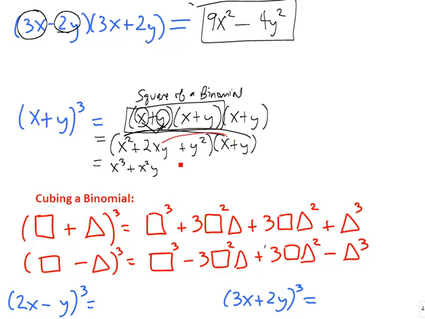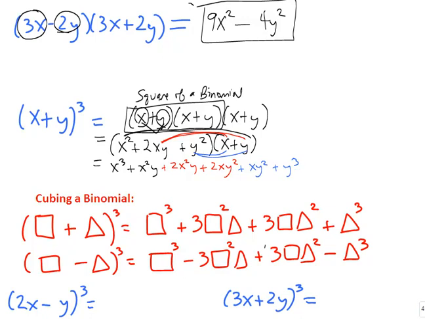2xy times x is a 2x squared y, because we have 2 x's showing up. And 2xy times y is a 2, an x, and a y squared. And y squared times x, putting in alphabetical order, would be xy squared, and y squared times y will be y cubed. So I did every single term in the first set of parentheses times the 2 terms in the second set of parentheses. 3 terms times 2 terms gives me all 6 terms.